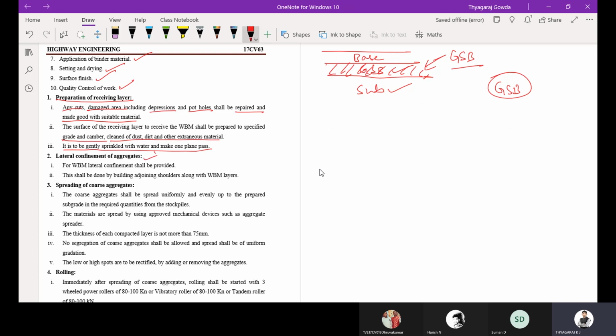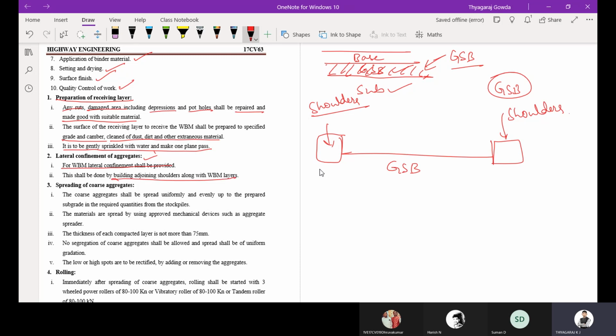So I will show how this lateral confinement is done. This is the GSB layer we have provided. You are going to build the lateral confinement. This lateral confinement we are going to call shoulders. The shoulders are built along the length of the road by building the confinements. So for WBM, lateral confinement shall be provided. It can be made by building the adjoining shoulders.